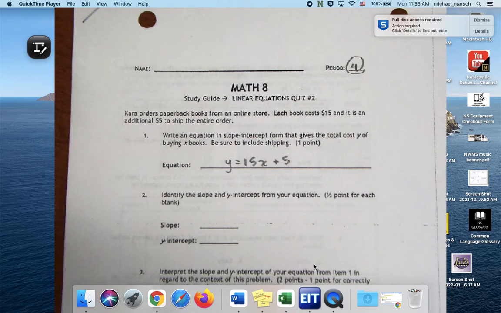Why is it 15? Because it's $15 per book. So if they buy multiple books, that's the repeating fee. Okay.